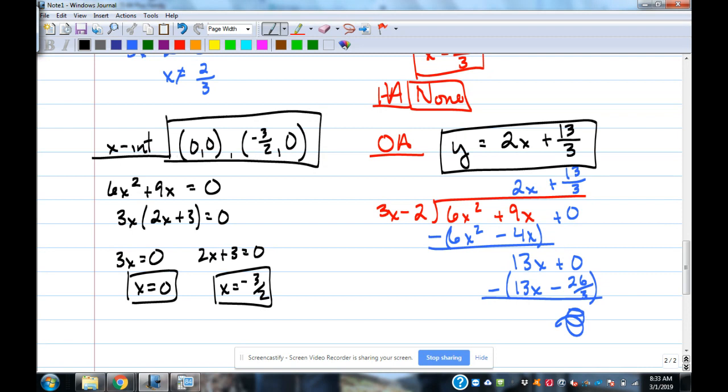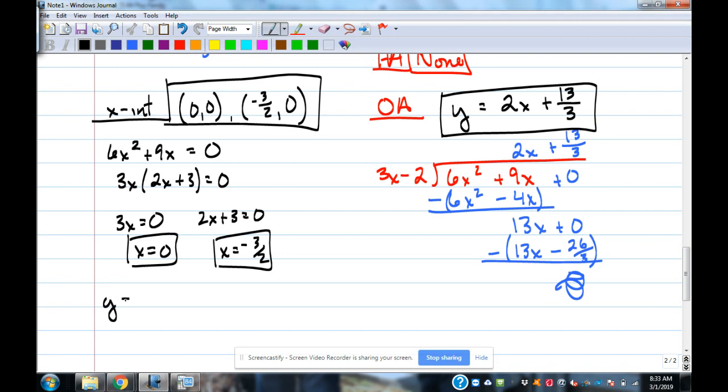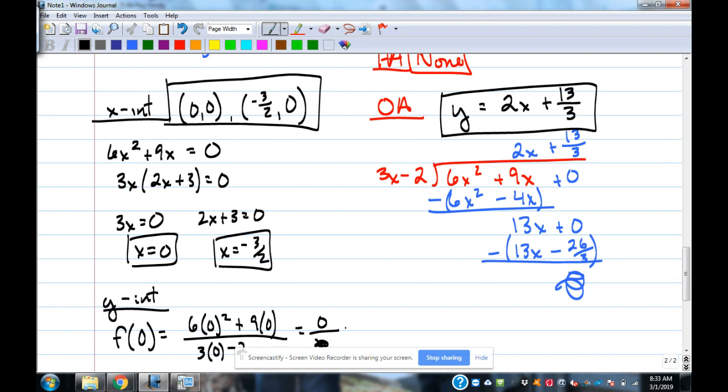Two x-intercepts for this particular graph. And then we need to find the y-intercepts. And how do we find y-intercepts? Yeah, plug in 0 for x. A little easier thing to do. 6 times 0 squared plus 9 times 0 over 3 times 0 minus 2. So it'd be 0 over anything. It doesn't matter. It's 0. So that y-intercept happens to be the same as the x-intercept.